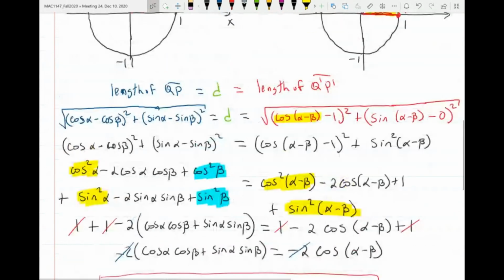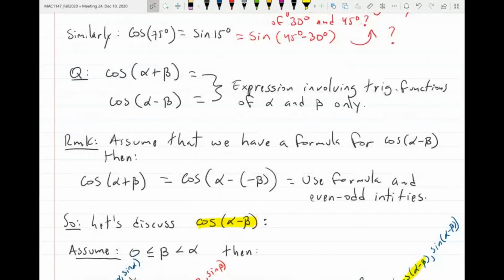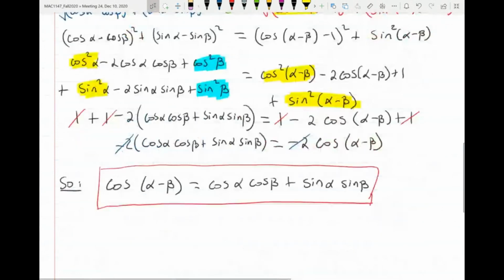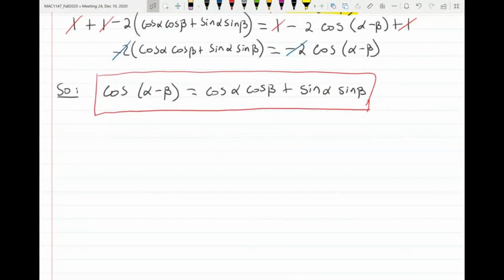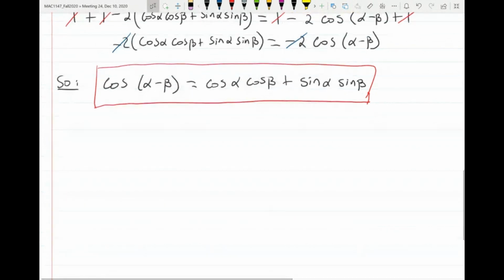Okay, perfect. Now, as promised, remember that the observation that we made here was that once we knew the formula for cosine of alpha minus beta, we should be able to get for free the formula for cosine of alpha plus beta. So let us do that now. Since we already have a formula, remember this is what we wanted. We wanted to write cosine of alpha minus beta as some expression that involves only functions of alpha and functions of beta. And that's exactly what we have here, okay?